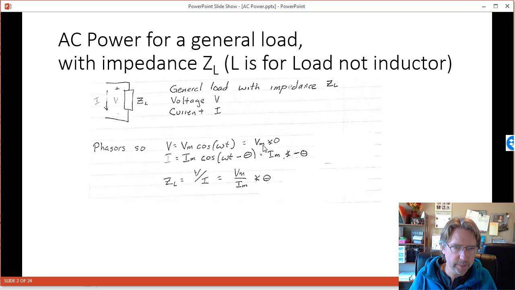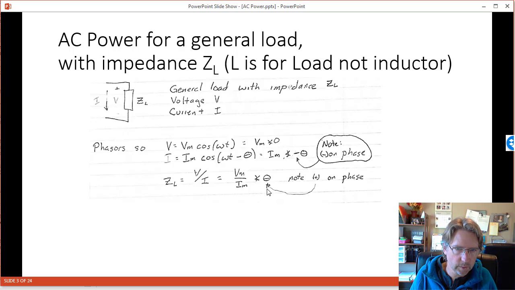So V is Vm with a phase of 0, and I is going to be Im with a phase of negative theta. The reason we put a negative in the current definition is so that the impedance has a phase of positive theta. So pay attention: if you're trying to figure out what theta is, if you know the current, theta is negative whatever the phase of the current is. If you know the impedance of the total load, theta is the phase of the impedance.